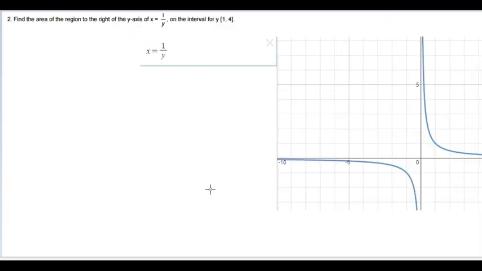This one, we're going to find the area of the region to the right of the y-axis. And the equation that we're given is x equals 1 over y, and we're told the interval from 1 to 4. Again, it's the y interval, so y equals 1 and y equals 4. So I went to Desmos and graphed it so you could see what we're looking at. And really, you wouldn't have to go to Desmos and graph this, because you know that to find this area, you're evaluating the integral on the interval, and in this case, the interval is 1 to 4, of the function, and the function is 1 over y dy.